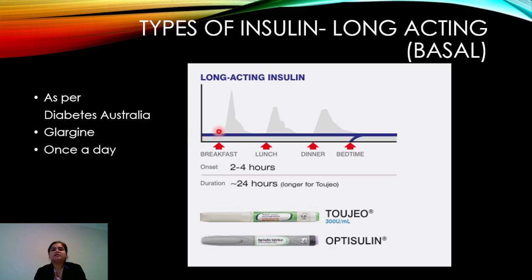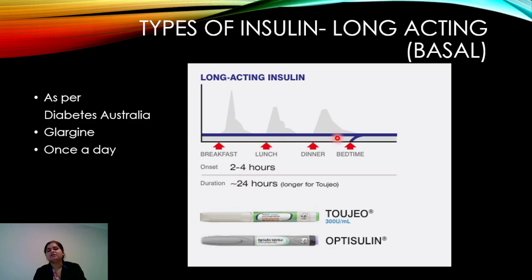As you can see in the diagram, just look at this blue line. This tells you that this acts in our system for 24 hours. It has a longer duration of action. Toujeo is quite longer, 24 hours. Optisulin may be a little lesser. So this keeps the blood sugar levels stable for a longer duration of time, and the onset of action is within 2 to 4 hours of injection.